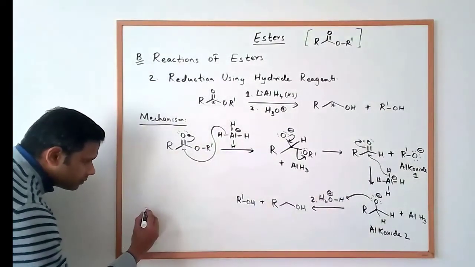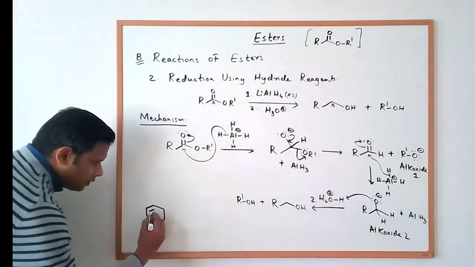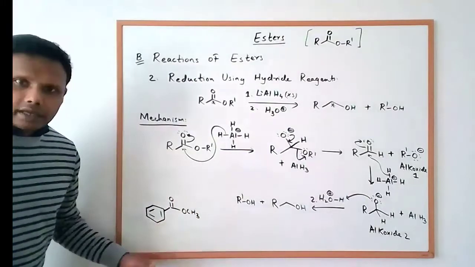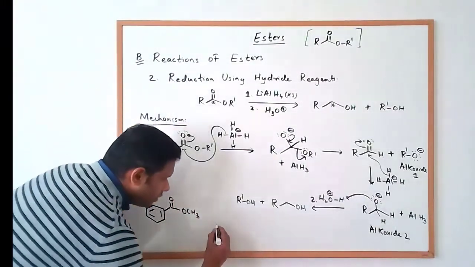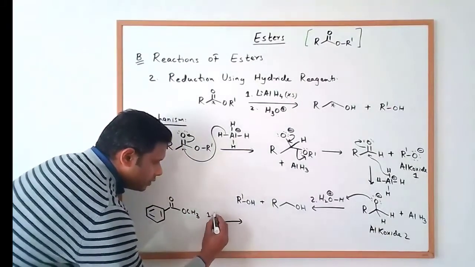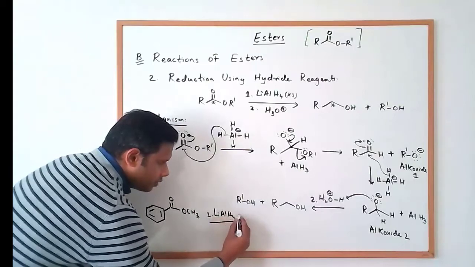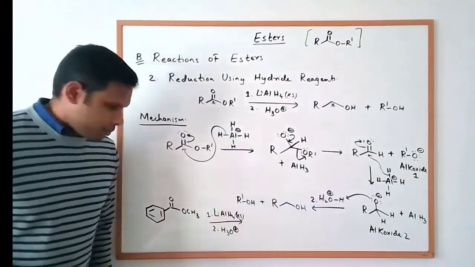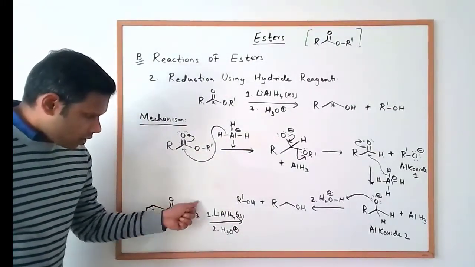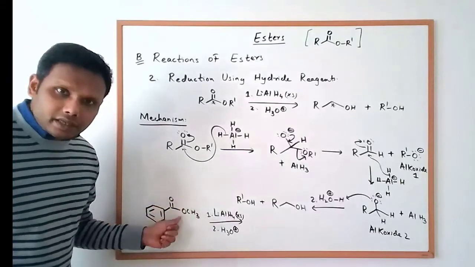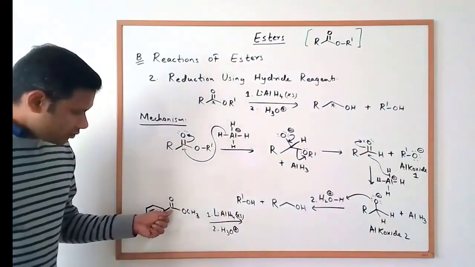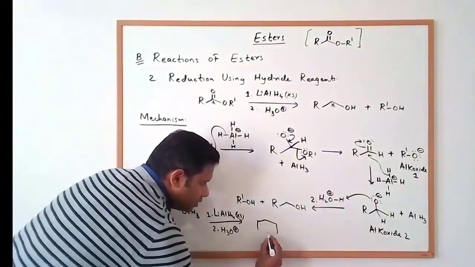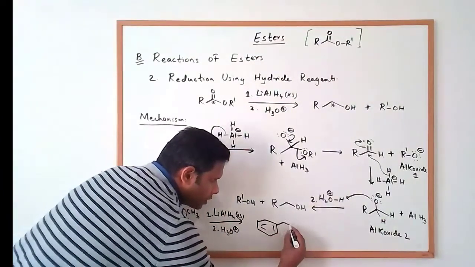So let's say we have an ester like that, methyl benzoate. If we reduce it with excess lithium aluminum hydride followed by an acidic workup, we will get one alcohol from the alkoxy group in the ester, and we're going to get another alcohol that corresponds to this acyl carbon. So our reaction will give us two alcohol products.